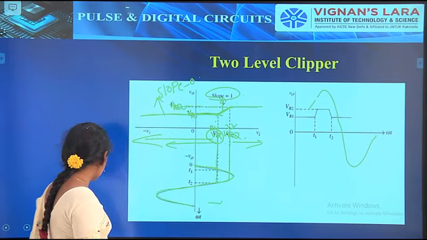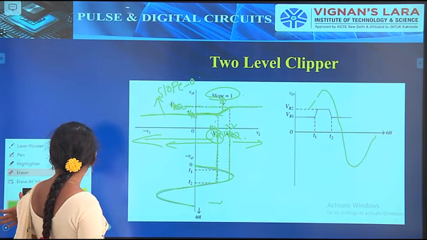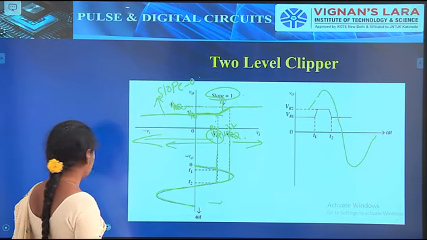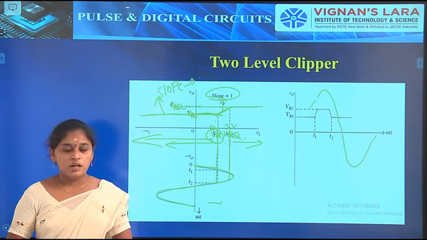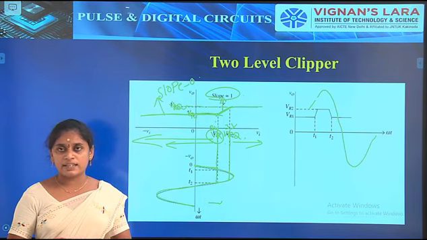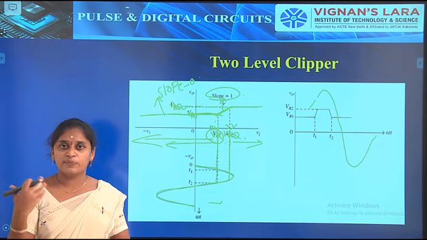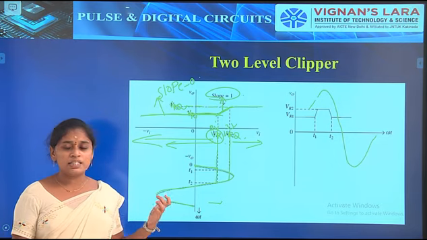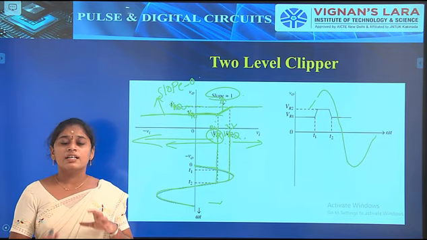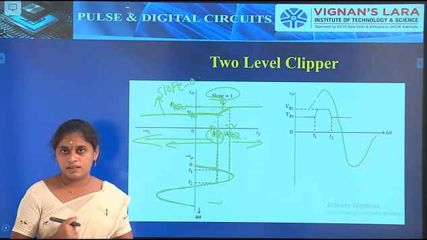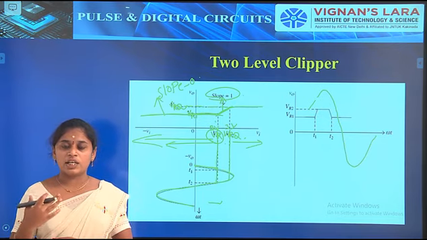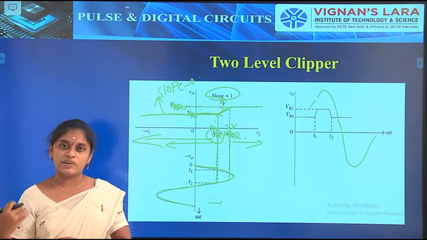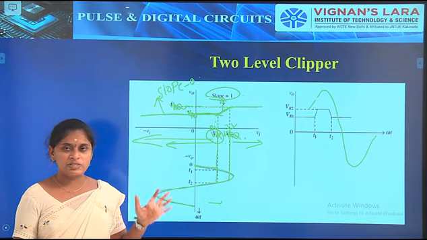In the next condition, we have to check what happens when both reference voltages are the same in magnitude. Previously both reference voltages were different, but now we have to check the condition where both reference voltages are the same but on opposite sides. One reference voltage is at a plus level and the other reference is at a minus level. What happens? We have to check.